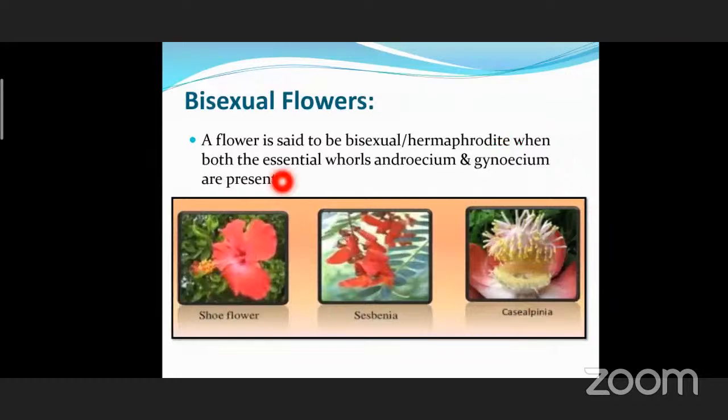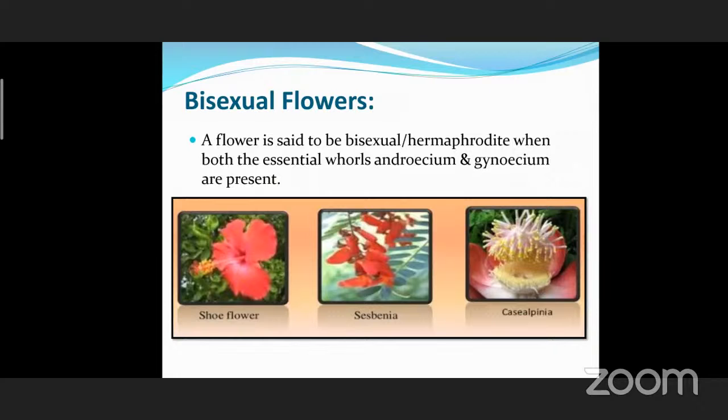Next, bisexual flowers. Bi means two. A flower is said to be bisexual or hermaphrodite when both essential whorls, androecium and gynoecium, are present. First example, China rose, hibiscus, Rosa sinensis, and another one, Sesbania and Cassia alata. These are bisexual flower examples. So bisexual flowers means both the male reproductive organ and the female reproductive organ are present in a flower.